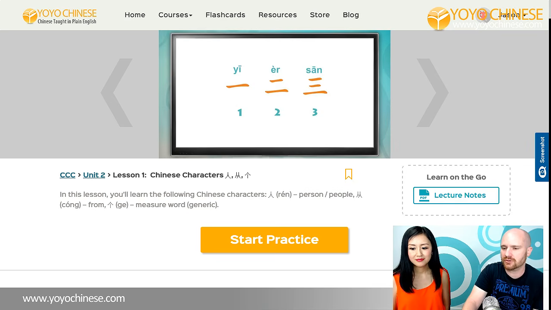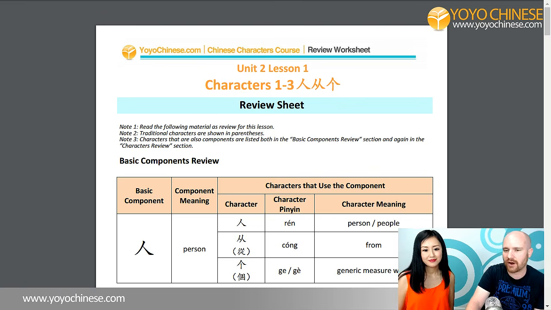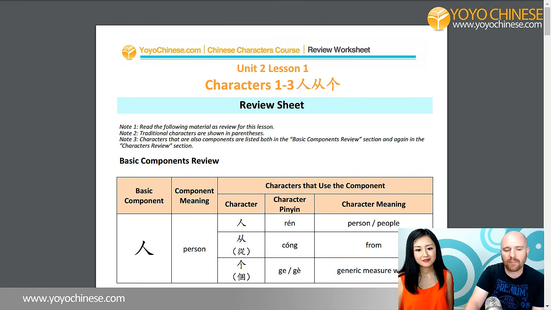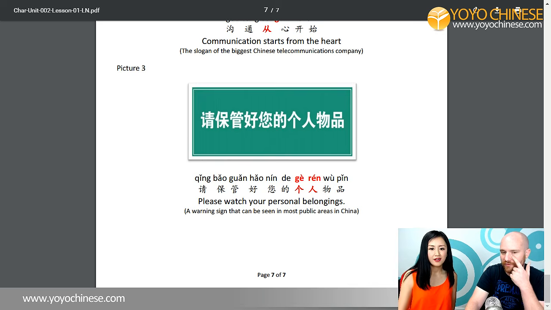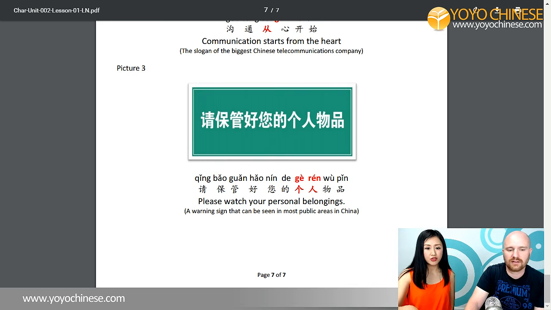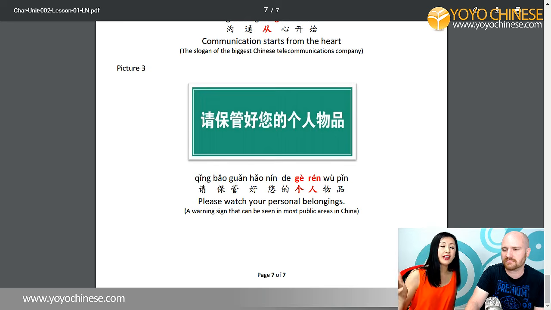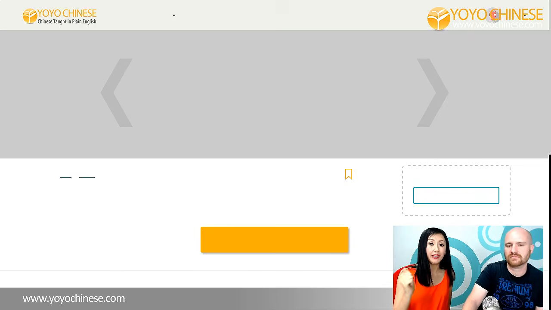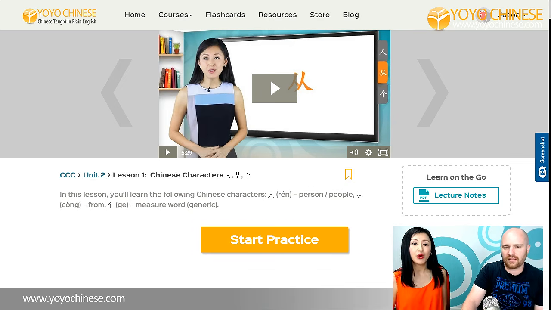We also have lecture notes for each one that show you how to write the characters, how to remember them, and where you can see them in real life. Those are really useful. You can print them off for writing. Yeah, you have a chance to actually write them stroke by stroke if you want to. But for our character course, we emphasize typing, not writing characters. But we do give you a chance to practice writing if you want to.